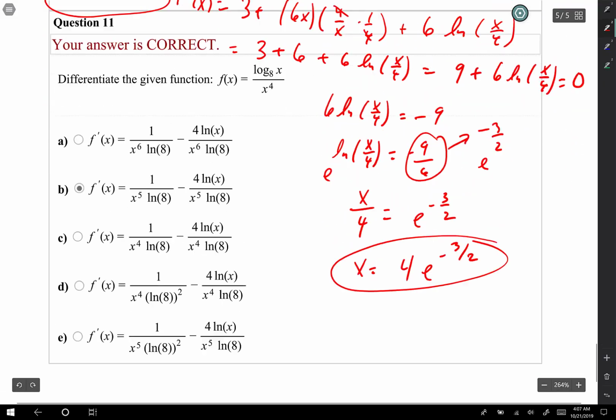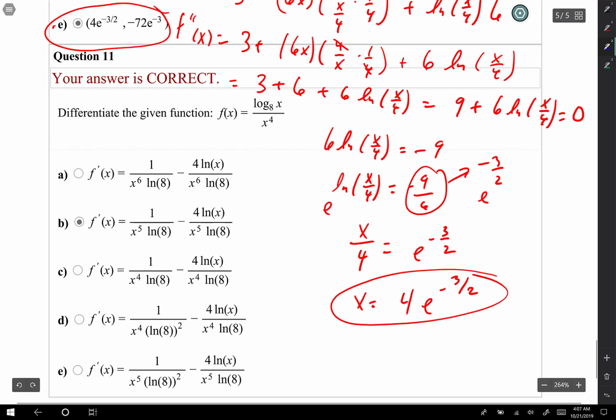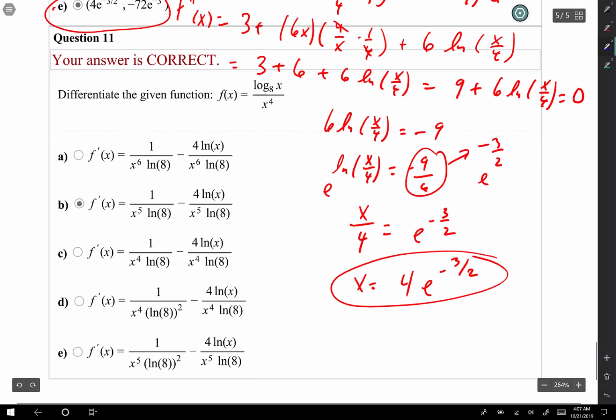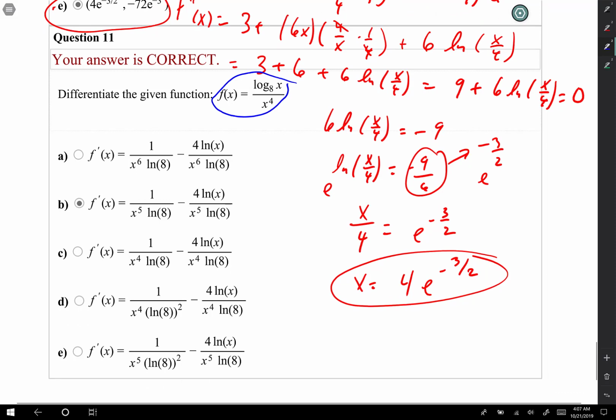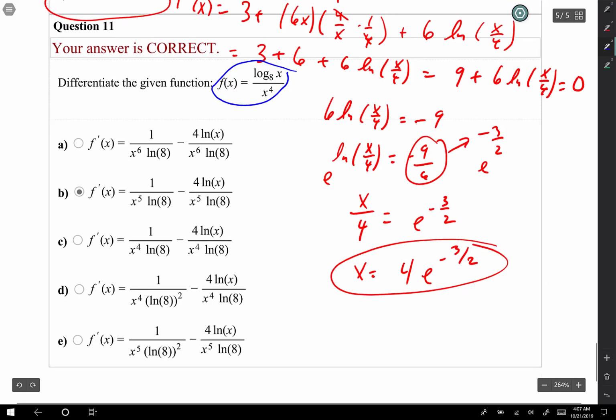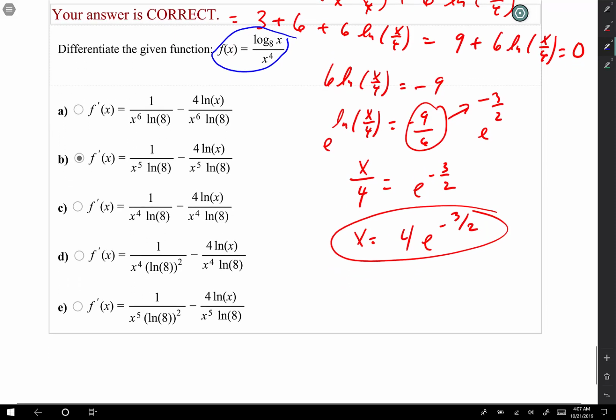All right. Last one. I'm going to do this in blue so it won't get too convoluted. You got to do quotient rule, but then you got to also notice that none of these have log base 8, so you're going to have to use your change of base formula. All right, so here we go.